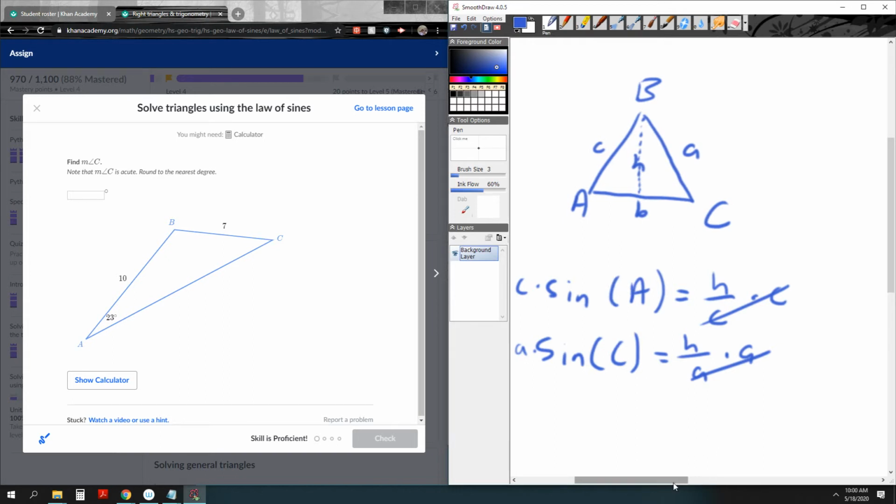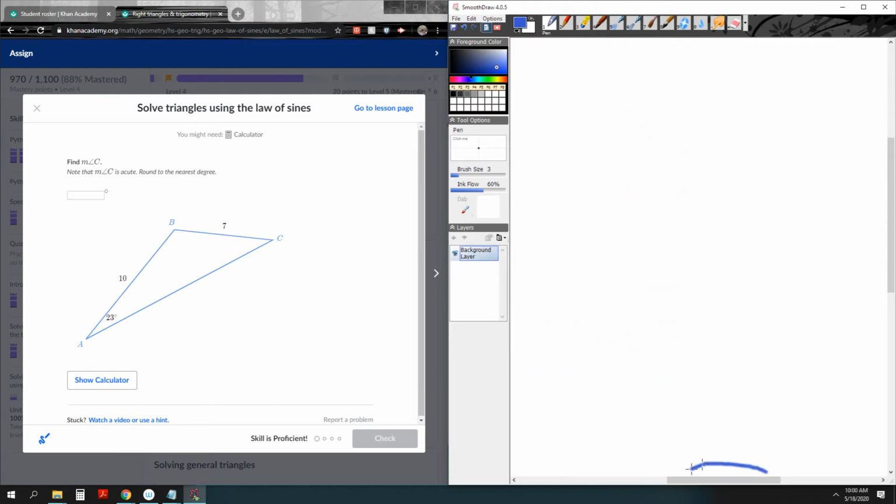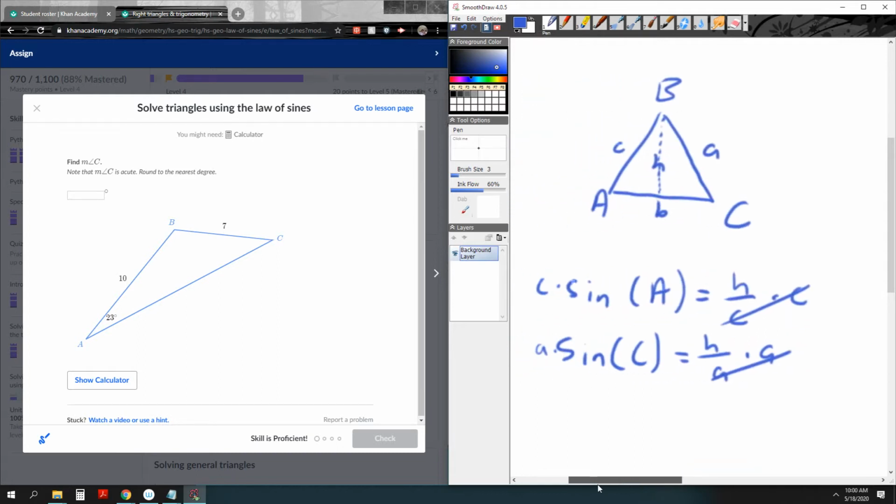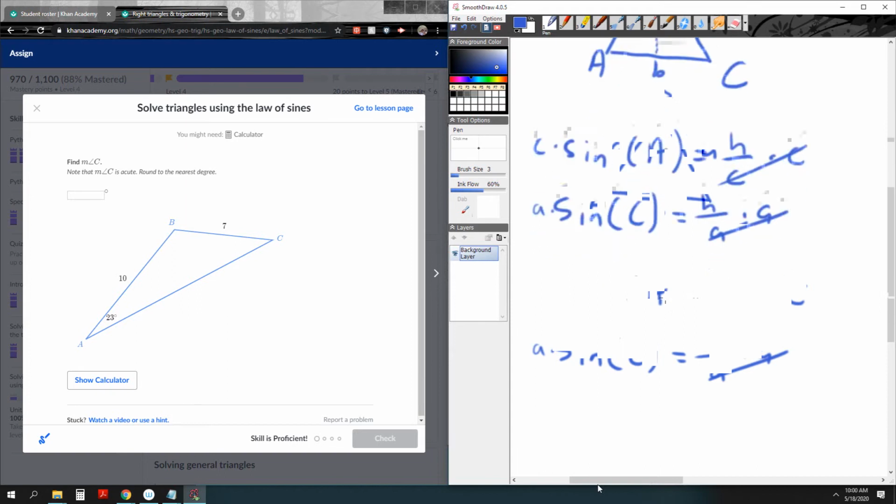Okay? I'm going to scroll over so I have a little bit more room. Oh, what do I want to do here? Oh, no, we'll scroll down a little bit. Okay.